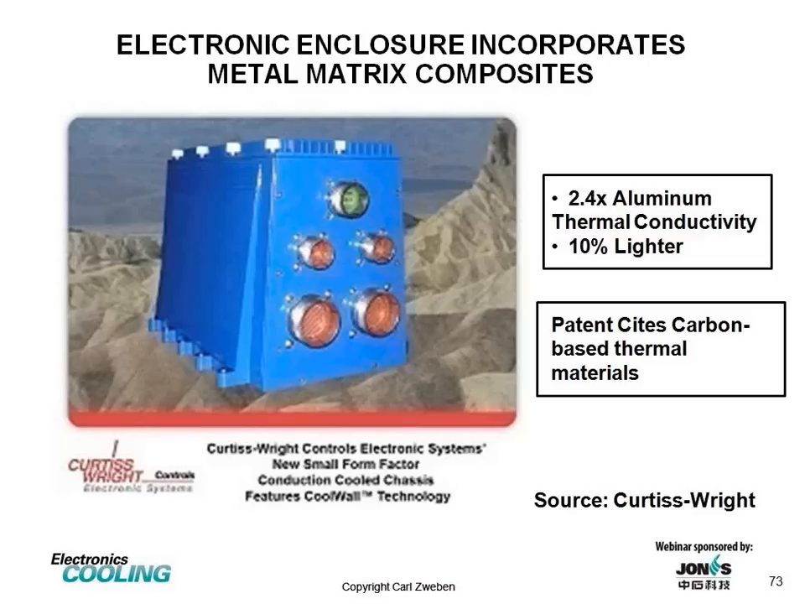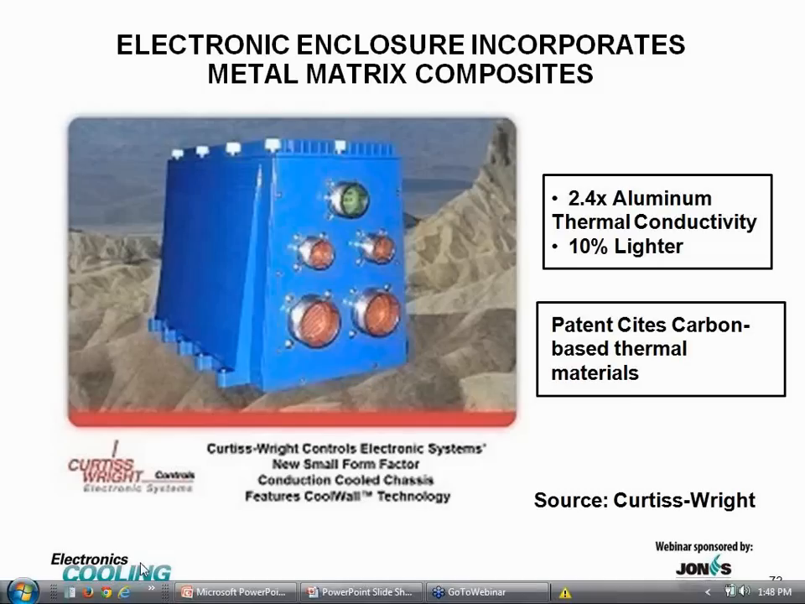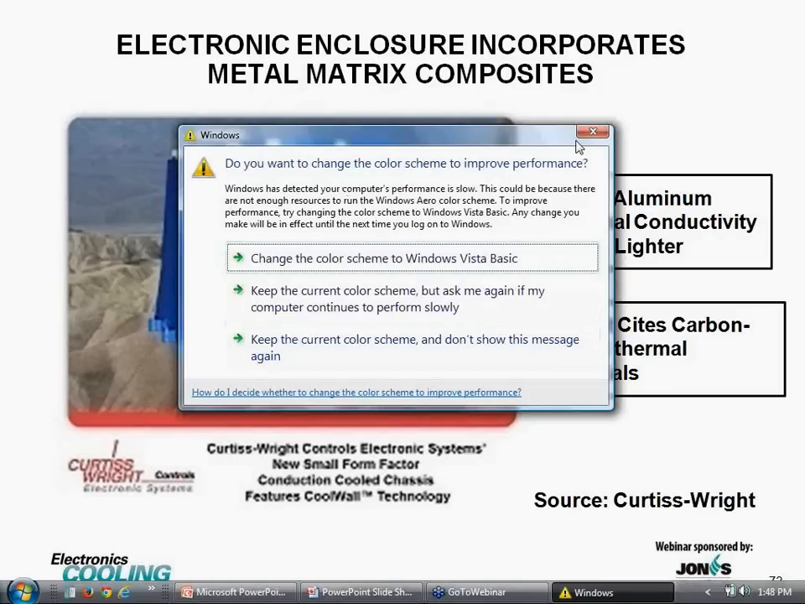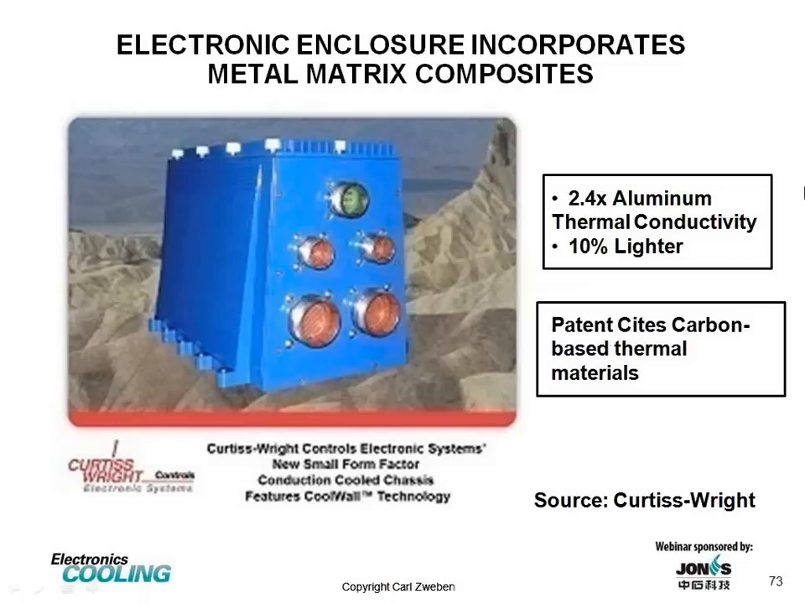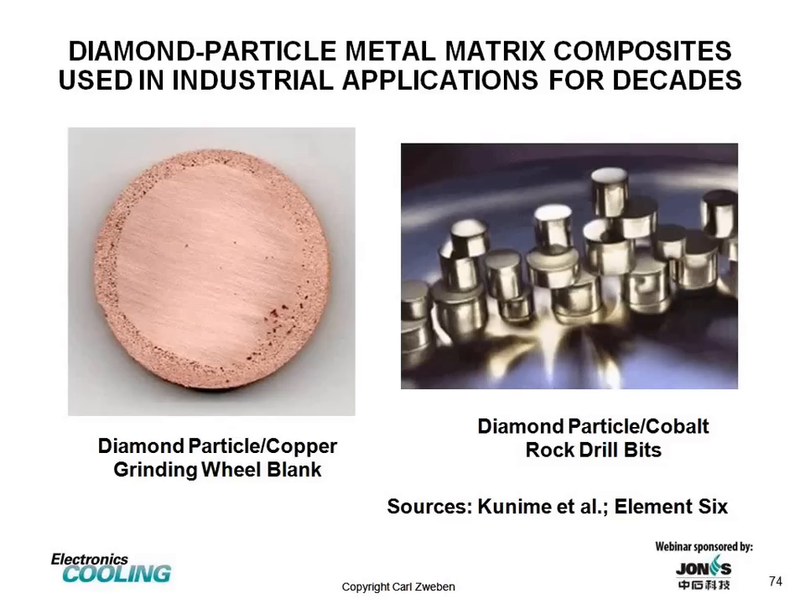I believe I did show this chart last time, but I think this is a true milestone in thermal management, electronic packaging. We have an electronic enclosure that incorporates a metal matrix composite. The manufacturer does not specify the type of composite, but if you look at the patent, it does cite carbon-based materials. So what you get is an enclosure with 2.5 times the thermal conductivity of aluminum and a weight savings of 10%, which I think is a very significant achievement.